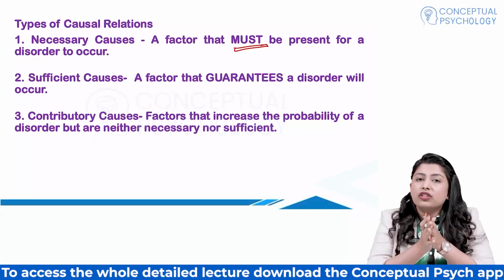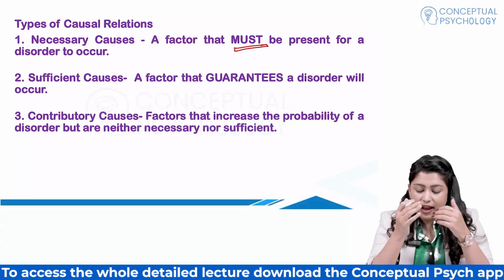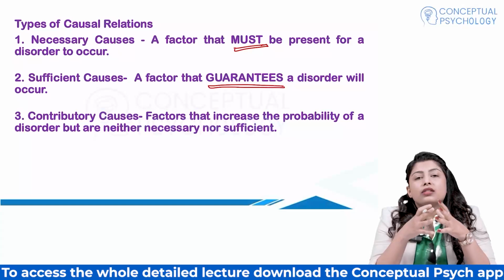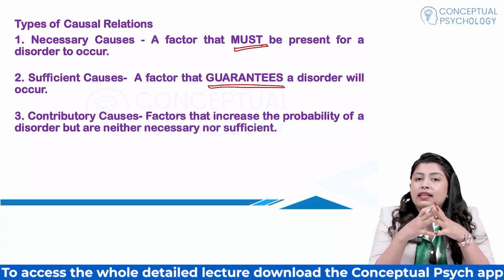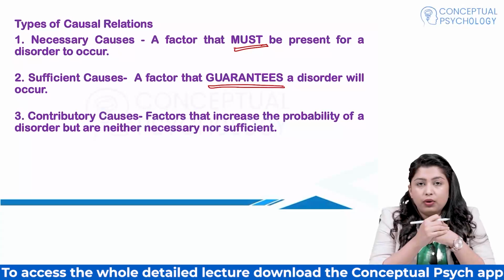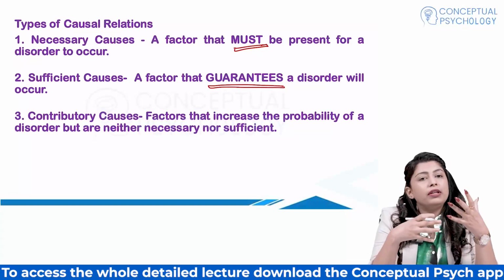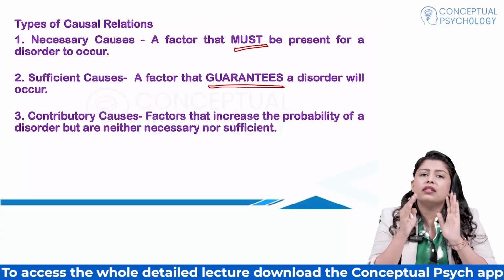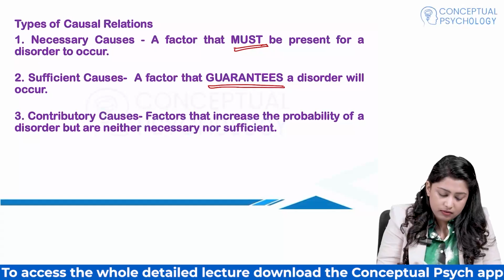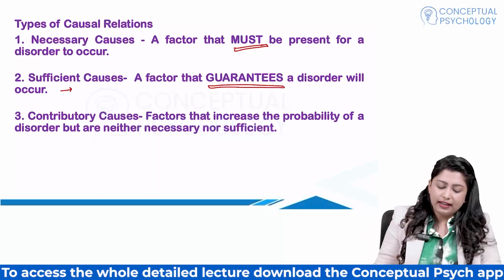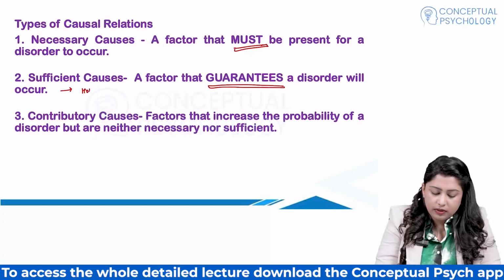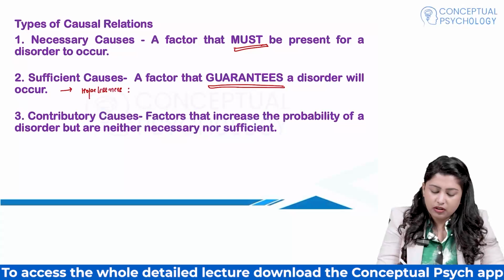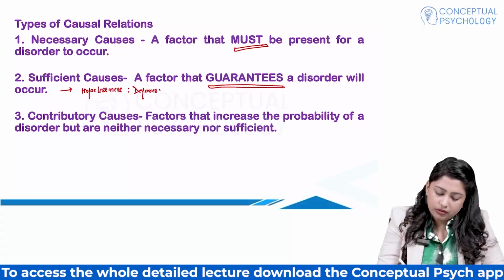Second, what is a sufficient cause? A sufficient cause is a factor that guarantees a disorder will occur. So, according to one theory, hopelessness is sufficient to cause depression. Okay, so a sufficient cause may not necessarily be there, or maybe there are other ways to develop the same disorder. So here a sufficient cause is something that will guarantee a disorder will occur. Here we could study hopelessness as a sufficient cause for depression.